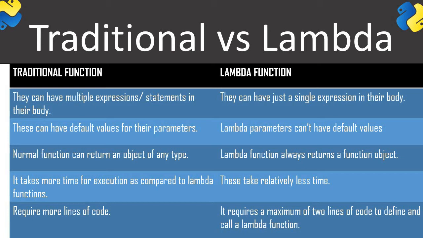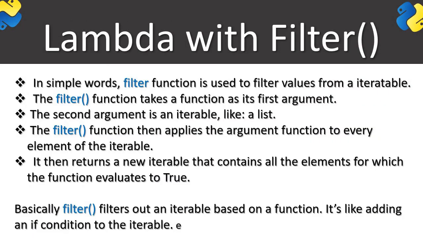Now we also have a filter function and a map function in Python. So let's see how to use a filter function with lambda function. In simple words, filter function is used to filter values from an iterable. Like we have a list in Python, or a tuple in Python, we can iterate over them. Filter function takes a function as its first argument. So the first argument of the filter function will be a function that will be applied for filtering the value. And the second argument will be the iterable.